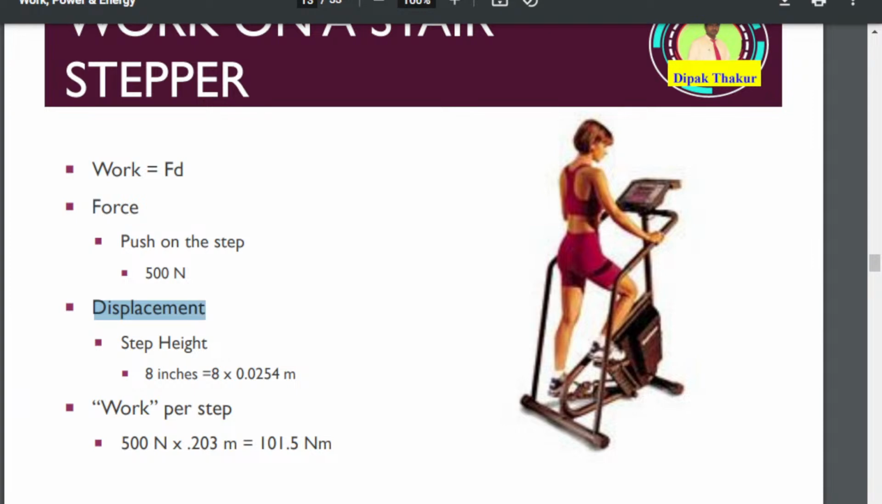Now the displacement we can see is the step height. How much is the height of the step? Suppose it is 8 inch. So if you multiply 8 by 0.0254 meter, here it is in meter. If you want it in centimeter, then it will be 2.54. So the work per step will be 50 Newton into 0.23 meters, and it will be 101.5 Newton meter.